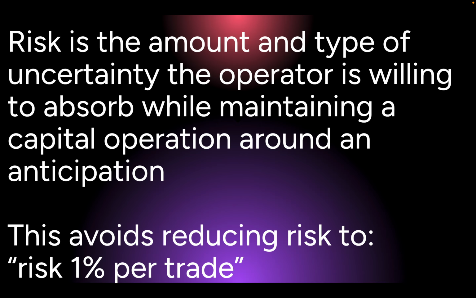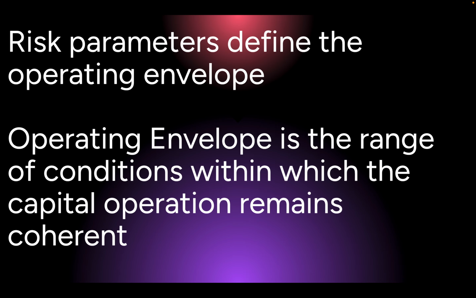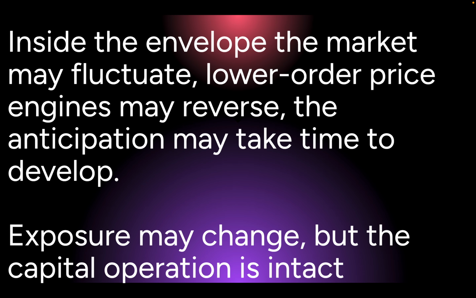So ultimately, right, this avoids reducing risk to just risk 1% per trade. This is a very common trope, right? Oh, just risk 1% per trade. That might ultimately be true, but there is more to the story there, right? Risk parameters define the operating envelope. The operating envelope is essentially the range of conditions within which the capital operation remains coherent. Inside this envelope, the market can do a variety of things while essentially remaining intact to the thesis, right?